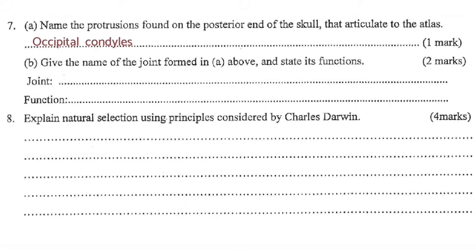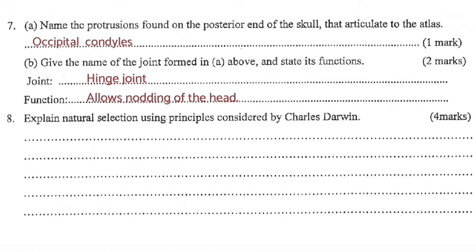So this leads to the formation of a joint that allows us to nod our head. Part B. Give the name of the joint formed in A above and state its function. Okay, so the type of joint that is found is a hinge joint because we can only move it along one plane. The function, of course, is it facilitates nodding of the head.